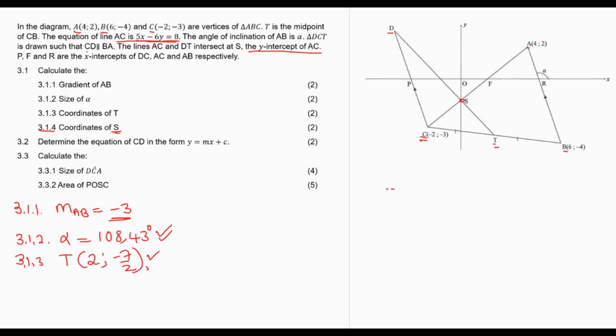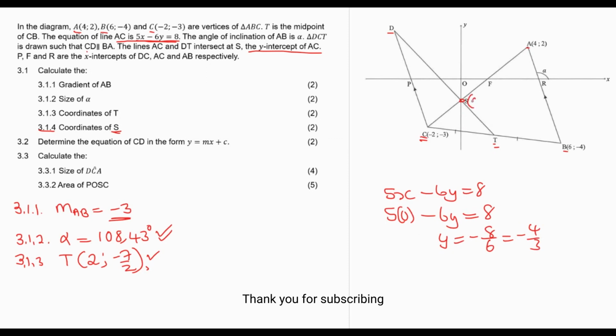We have 5x minus 6y is equal to 8. So we know that at the y-intercept, x is equal to 0. So where there is x, we put 0. So 5 times 0 minus 6y is equal to 8, and then divide by negative 6 on both sides of the equation. So it becomes y is equal to negative 8 over 6, which is negative 4 over 3. So the coordinates of S here will be 0, negative 4 over 3.